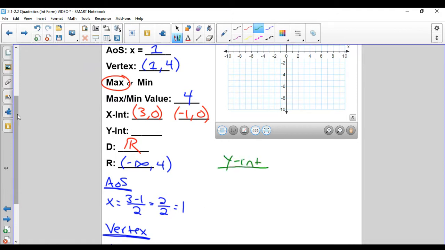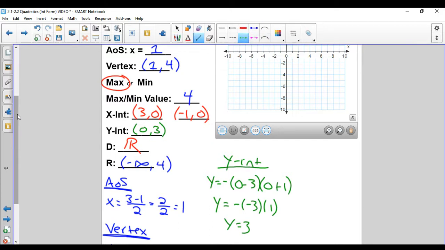Y-intercept we need. Plug in 0 for x. All right, there we go. 0 plus 1. We get negative times negative 3 times 1. Negative times a negative is a positive. So it's a positive 3. We look in good shape again.